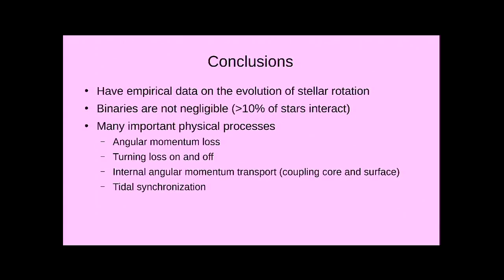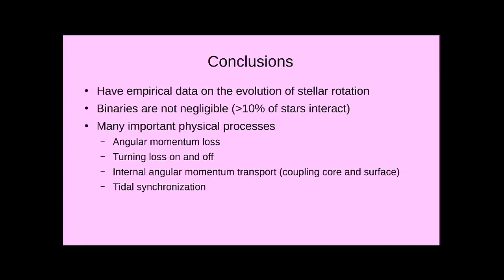And in this talk, I'm going to try and convince you that we have empirical data on the evolution of stellar rotation now, from the pre-main sequence all the way to at least the core helium-burning phases. I'm going to try to convince you that binaries are not a negligible portion of this process, right? 10% of stars are interacting with something over the course of their lives, and that there's an awful lot of physics that goes into this.